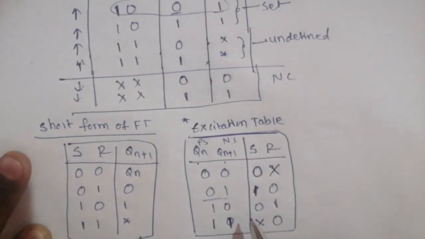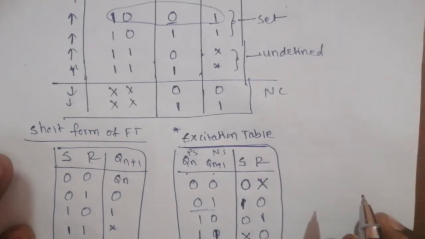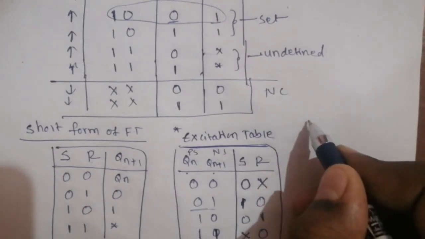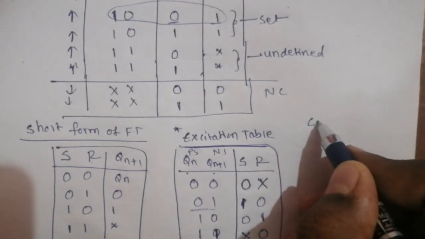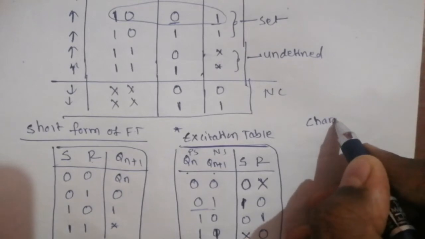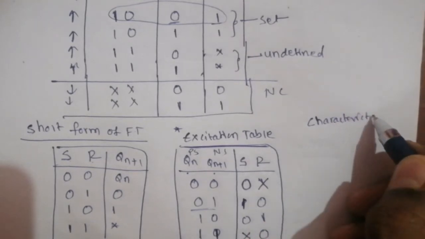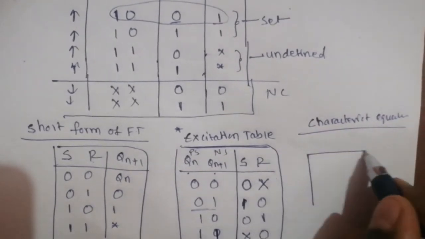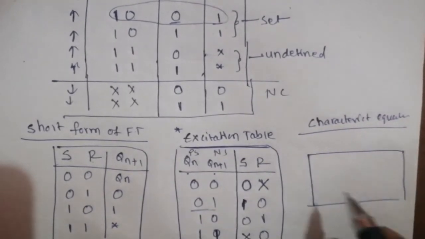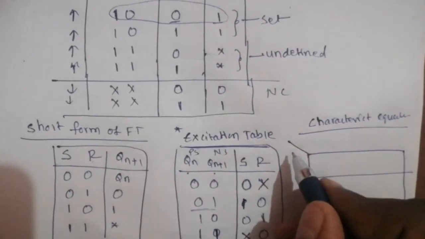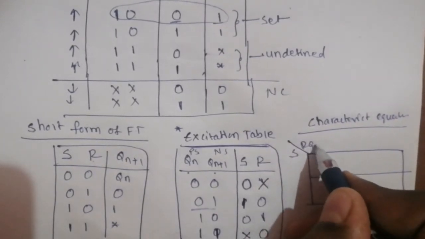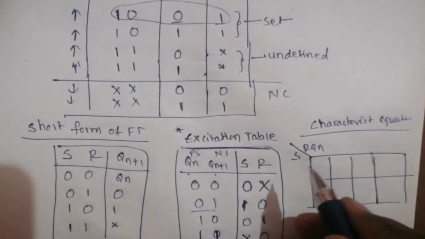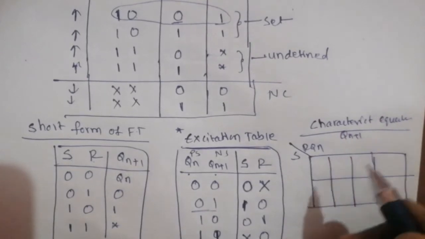It is very important, we have to remember it for solving problems. Next, the characteristic equation. In this characteristic equation, you have to draw a 3 variable K-map. Why? Because here S, R, Qn are inputs, and we have to find the equation for Qn plus 1.